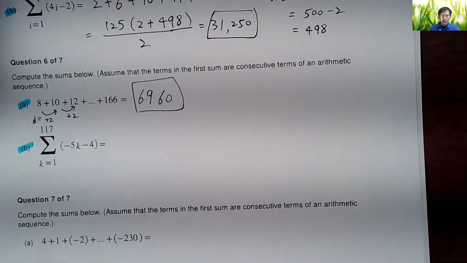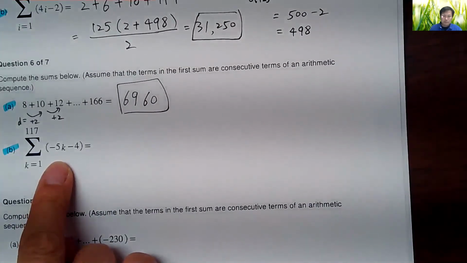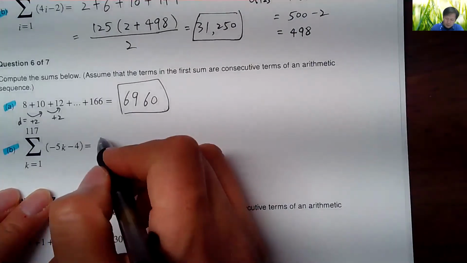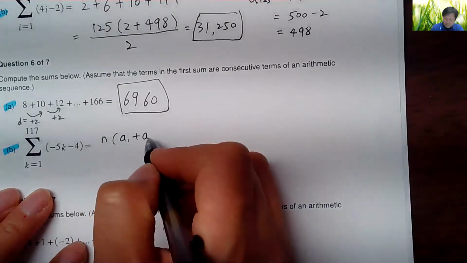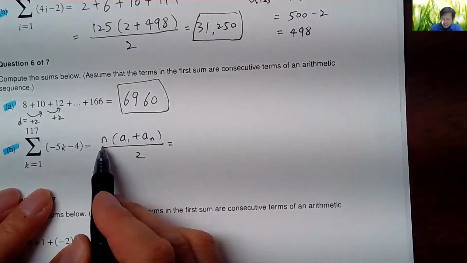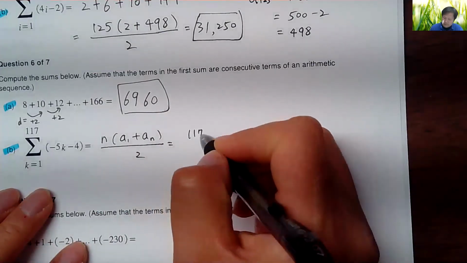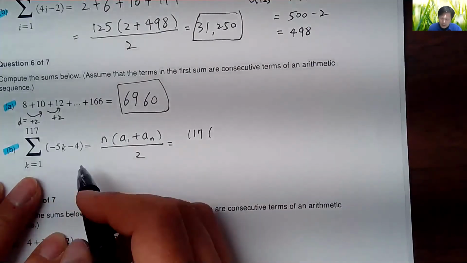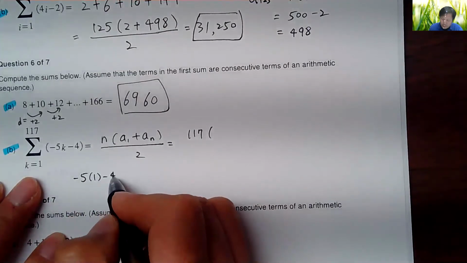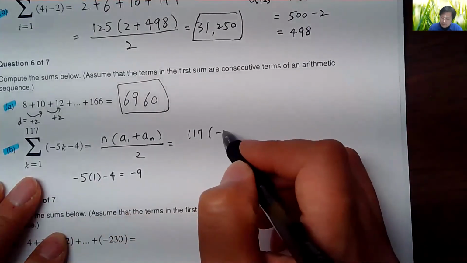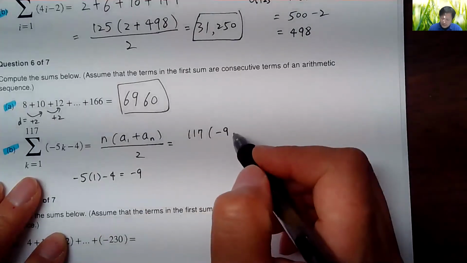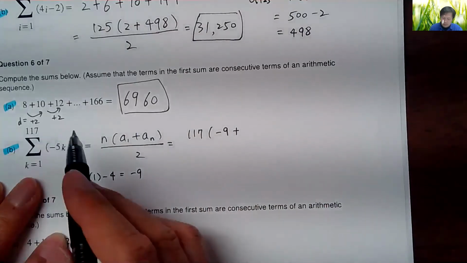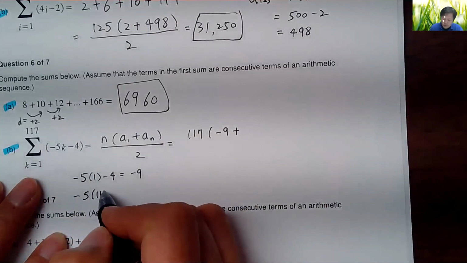Okay, you should pause it and try this one. Let me go over that. So you're going to use the formula n times a sub 1 plus a sub n, all over 2. n is provided, 117. A sub 1 is the first term. How do you get the first term? Plug in 1 as the value of k. So minus 5 times 1 minus 4, that's minus 9. Plus a sub n. A sub n is the last term. Plug in 117.